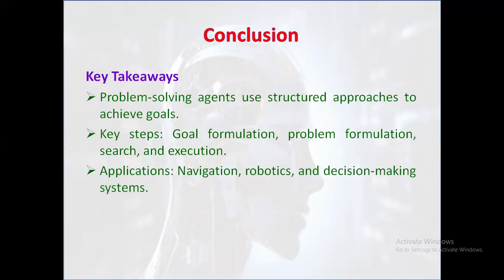So, coming to the conclusion, what are all the key takeaways we are taking into account? Problem solving agents use a structured approach to achieve specific goals by formulating a goal and defining problems, searching for a solution, and executing a sequence of actions. These agents are highly effective in applications such as navigation, robotics, and decision making systems, where they help automate complex tasks and make intelligent decisions based on predefined criteria. The use of algorithms and well-defined problem components allows these agents to find efficient and optimal solutions to a wide range of problems.